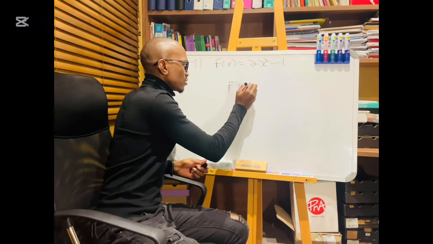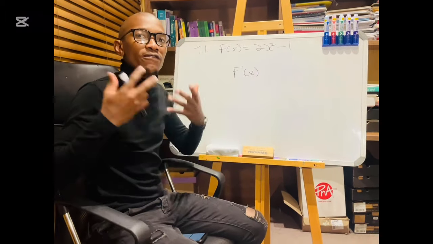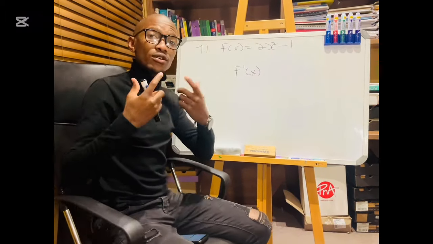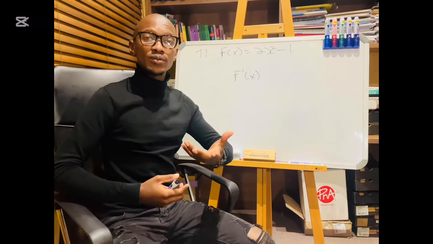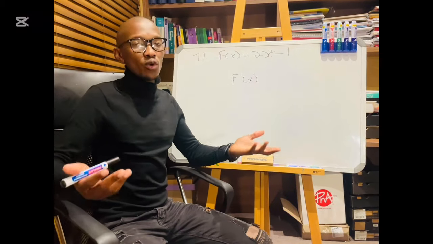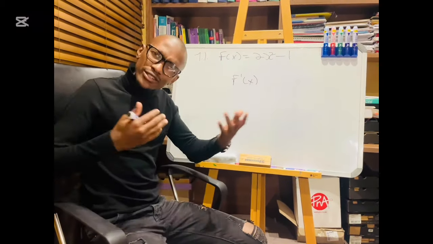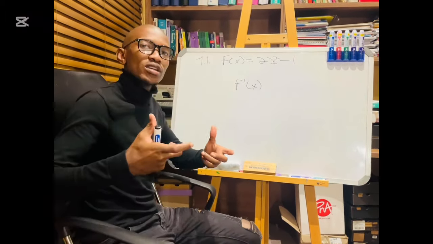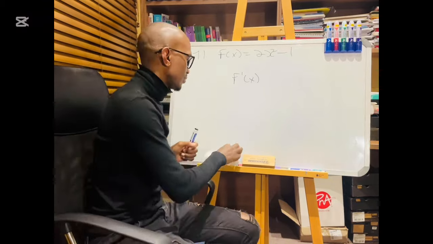F prime of x. Basically, they want you to find the derivative of this function using what we call first principles. And sometimes they don't call it first principles. They call it by definition or ground principles. Those are the other terms that they use. So don't be shocked or surprised and be like, ground principles, by definition, what? No, they're basically talking about first principles.